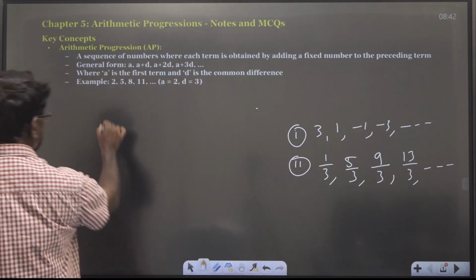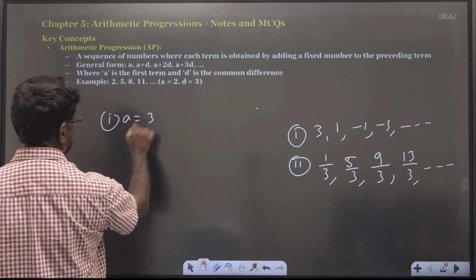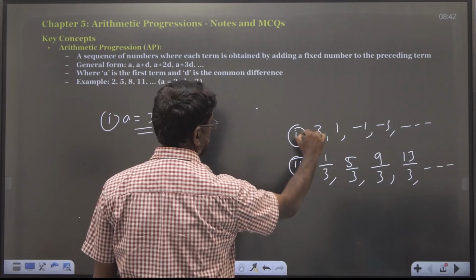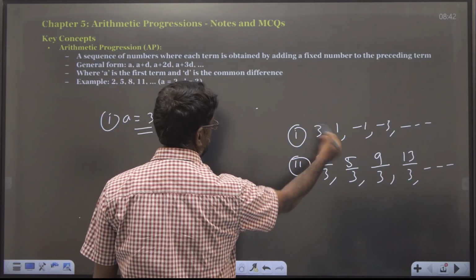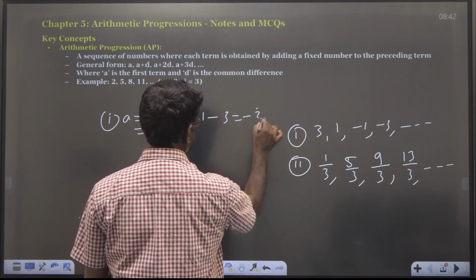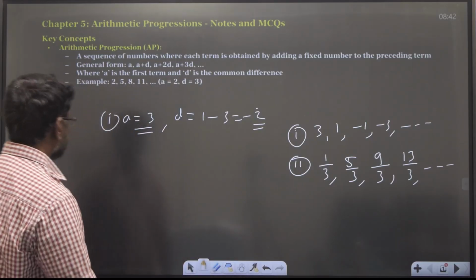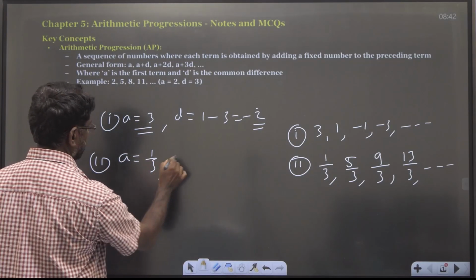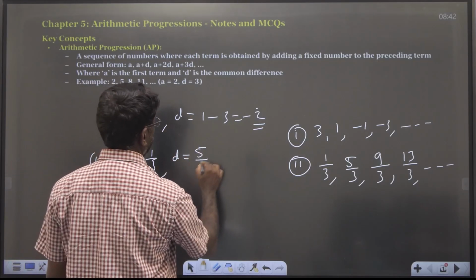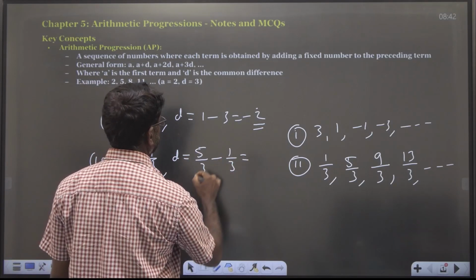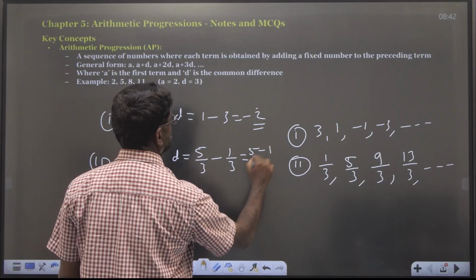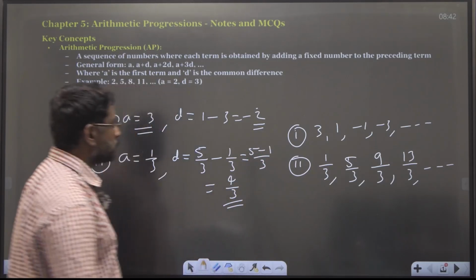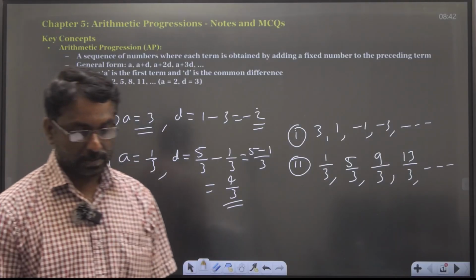Take the first question. A is equal to 3. This is the first term. D is equal to second term minus first term, succeeding term minus first term. 1 minus 3, that is minus 2. For the second question, A is equal to the first term, 1 by 3. D is equal to 5 by 3 minus 1 by 3. That is 5 minus 1 by 3. Denominators are same. 5 minus 1 is 4. 4 by 3 is the answer.